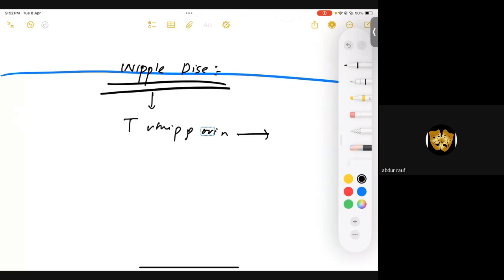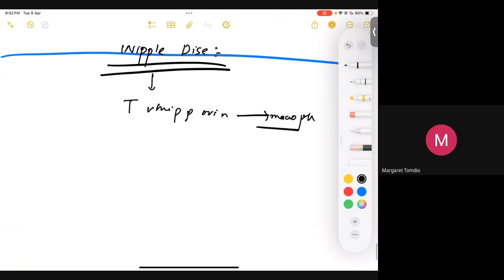Which cells are the target cells of this organism? Which cells are going to be the target? Macrophages. Okay, macrophages. Can I say it's a kind of granuloma? Yes. Okay, perfect. So you're going to have macrophages.